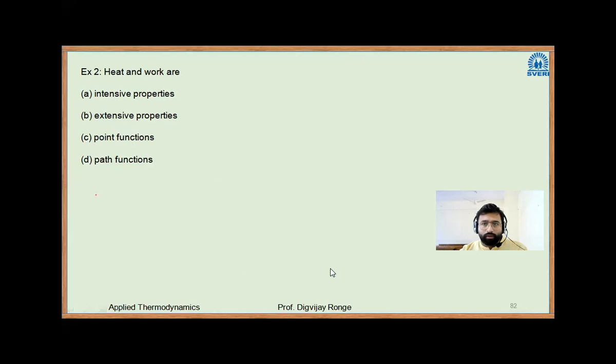So heat and work are not properties, first of all. So options A and B are not valid. Point function, yes, it is not a point function because it is not a property. Whenever there is a property of the system, it will be a point function. If it is not a property of the system, it will be a path function. Okay.